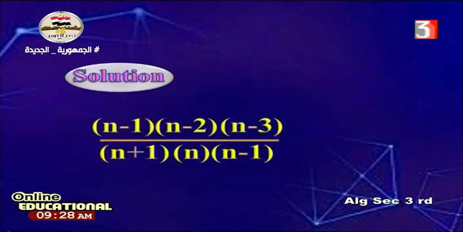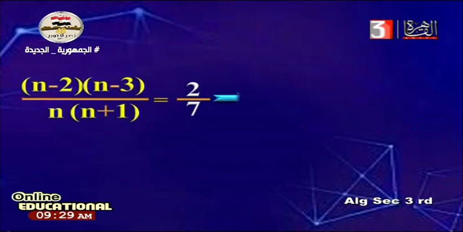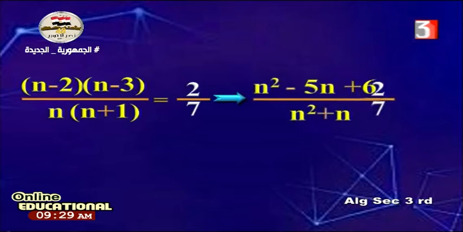In this case, nP3 means n multiply n minus 1 multiply n minus 2 multiply n minus 3. In the denominator, (n plus 1)P3 is n plus 1 times n times n minus 1, equal 2 over 7. We simplify, dividing numerator and denominator by n minus 1. Therefore, n squared minus 5n plus 6 over n squared plus n equals 2 over 7.